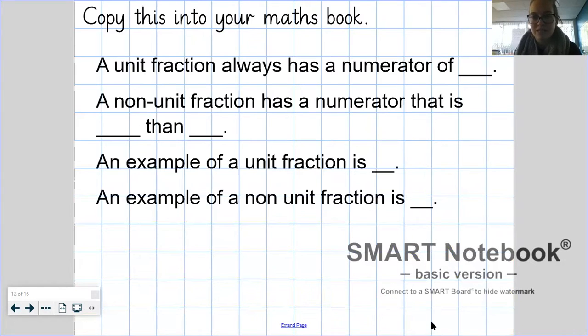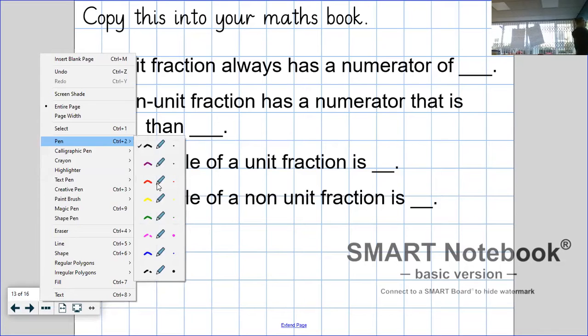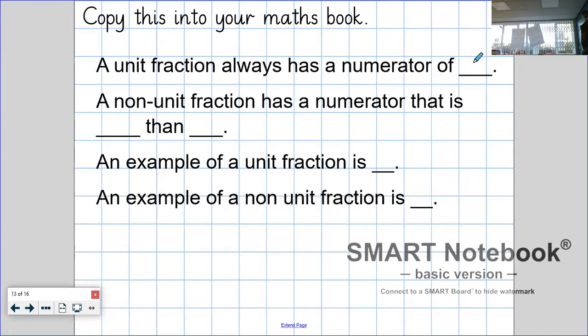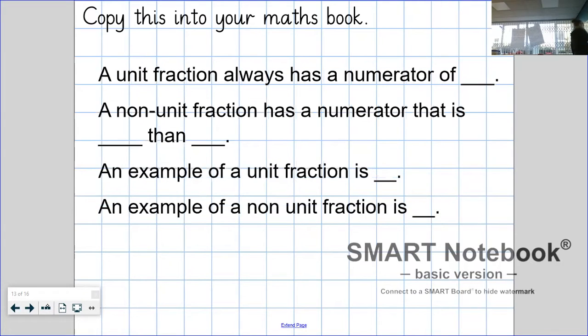So in your maths books now, I want you to fill this in. So I'm going to help you out and we're going to do it together. So let's have a look. A unit fraction always has a numerator of, shout it out at me, always has a numerator of, oh, that didn't work. It never works first time, does it? If you're shouting 1 at me, you are correct. Numerator of 1. A non-unit fraction has a numerator that is more than 1.